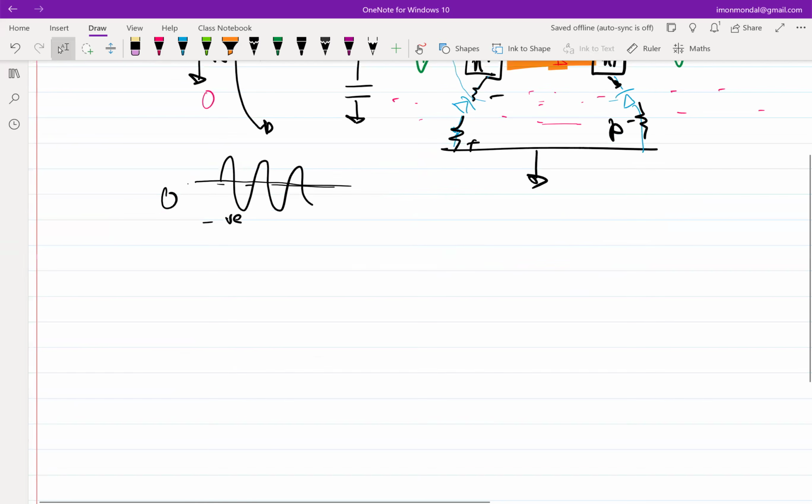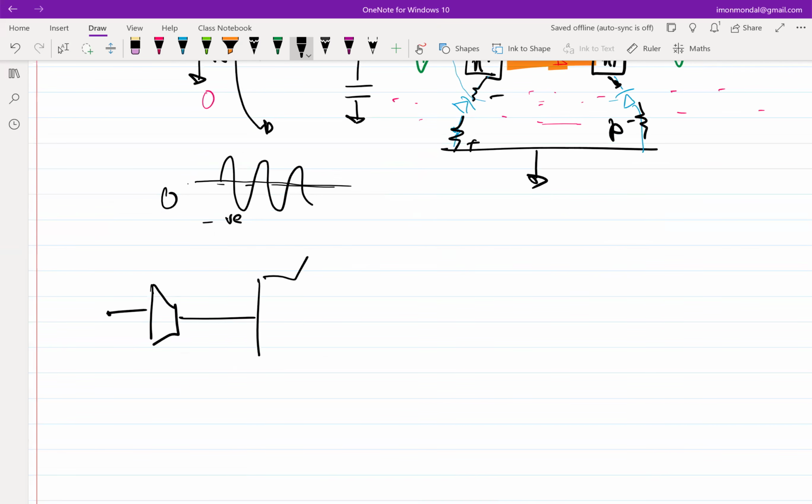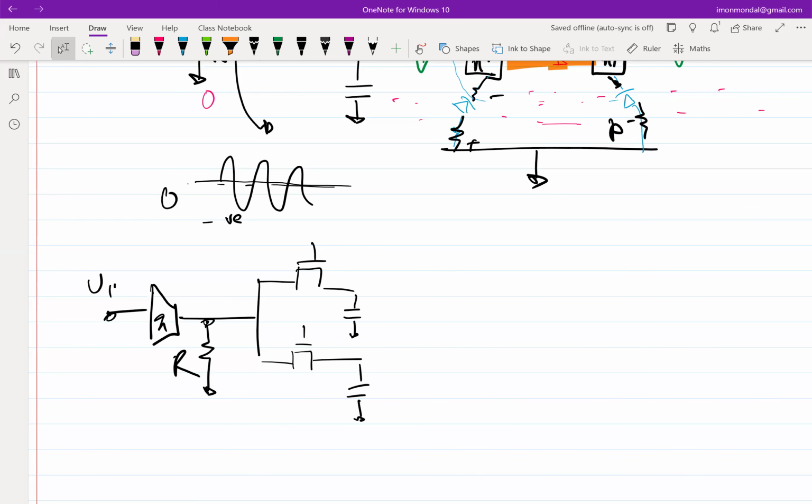So in the assignment, what can be the easy fix? How do you ensure the quiescent voltage at this node is not zero?